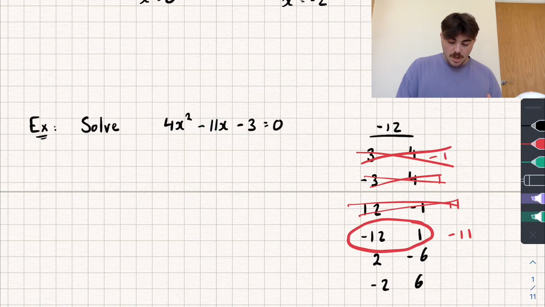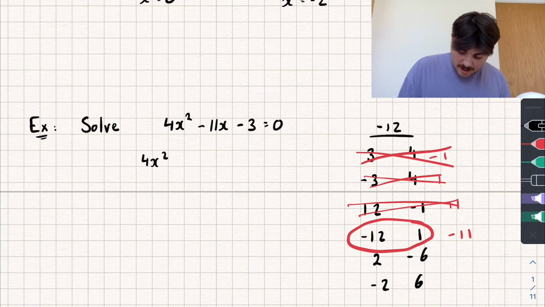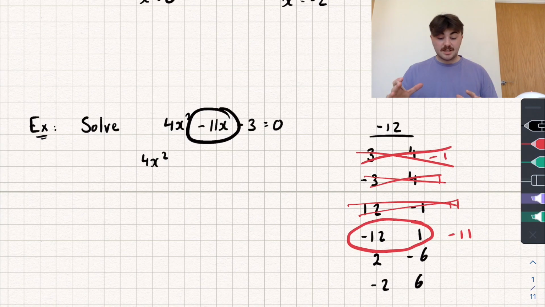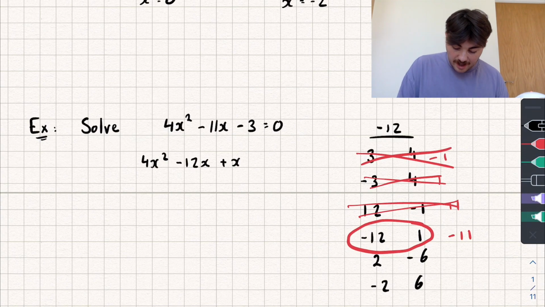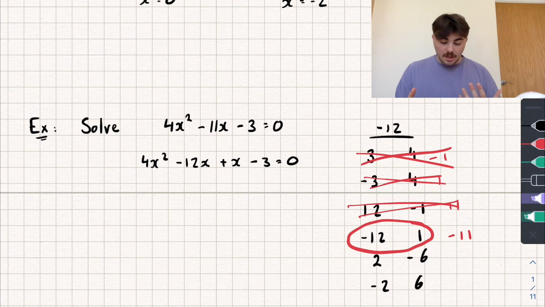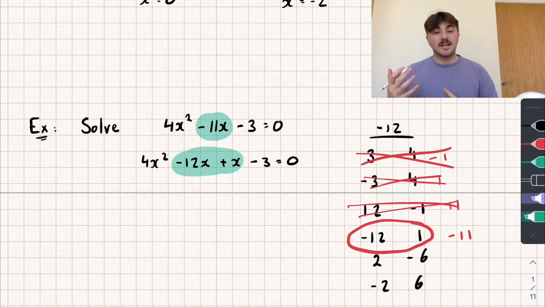So we're going to use this pair to rewrite the original quadratic, so the 4x squared stays exactly the same. Now we're going to use this negative 12 and 1 to rewrite this negative 11x, and the way we're going to do it is by saying negative 12x plus 1x, and the negative 3, so the constant stays the same. So if we take a look at this, you can see this is the same because negative 12x plus x is just the same as negative 11x. So we haven't changed the quadratic at all.